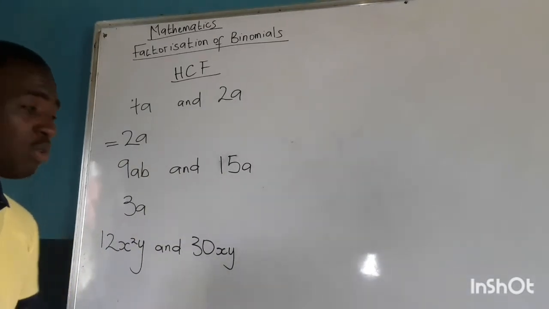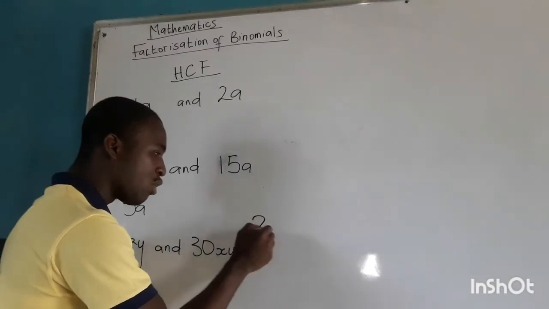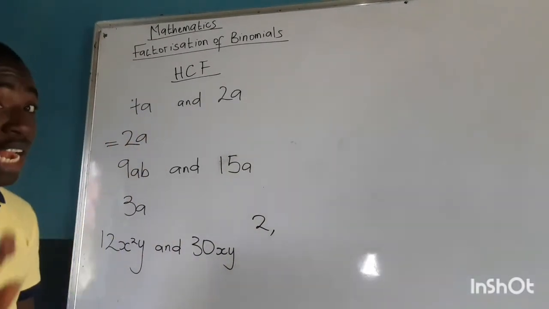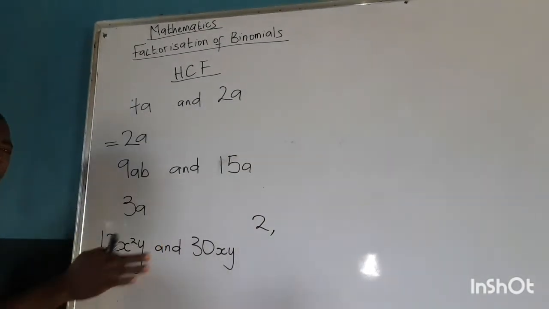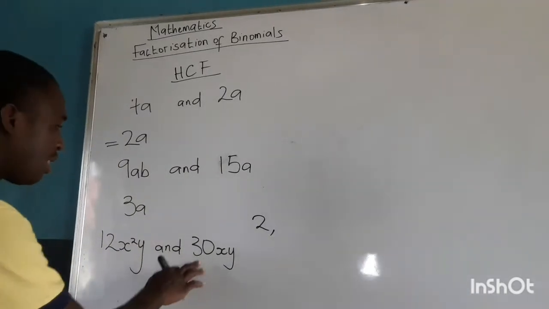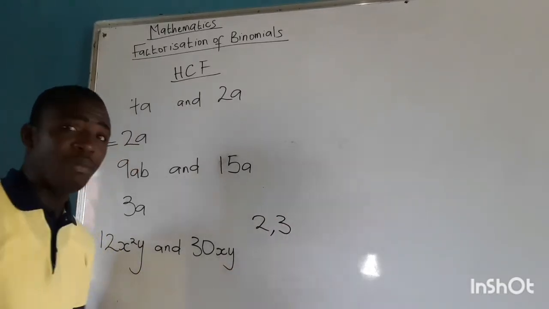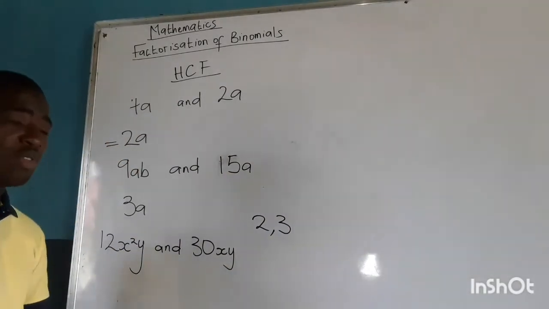Remember, there should be no remainder. If you also divide 30, there is no remainder. So you write 2 somewhere, because we don't know if 2 is the biggest number. What else can divide it? 3. 3 can divide 12, no remainder. 3 can divide 30, no remainder. So you also add 3, now you have another big number. Let's think again. What else?